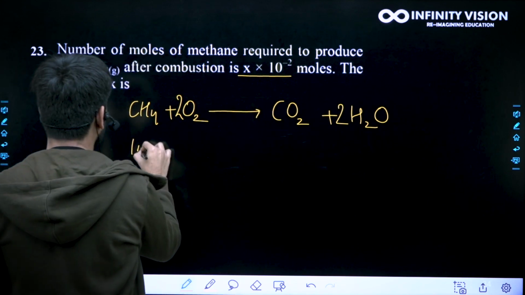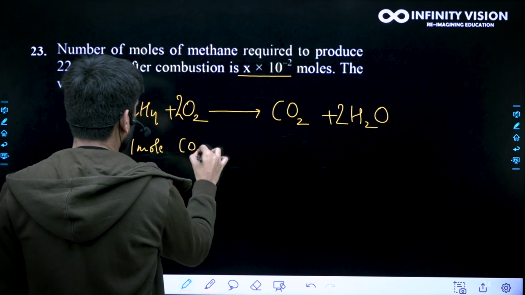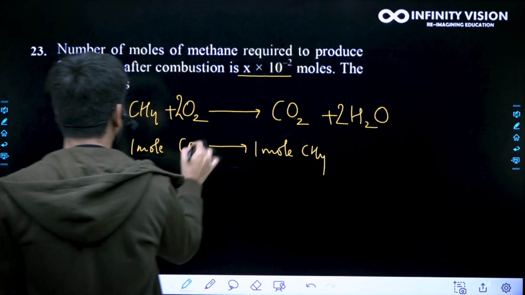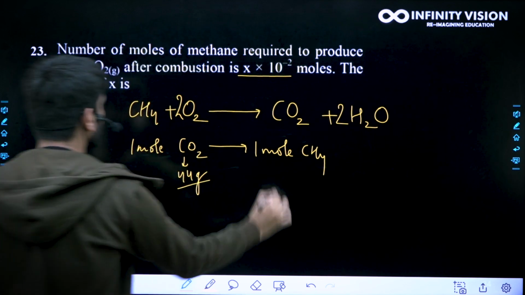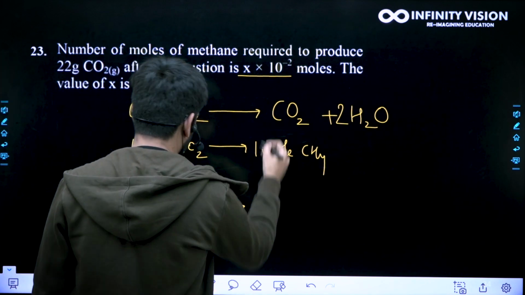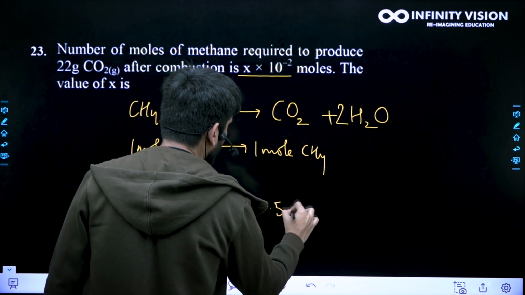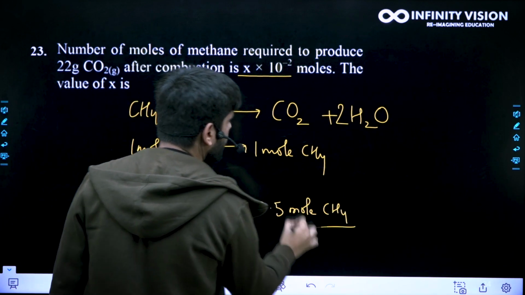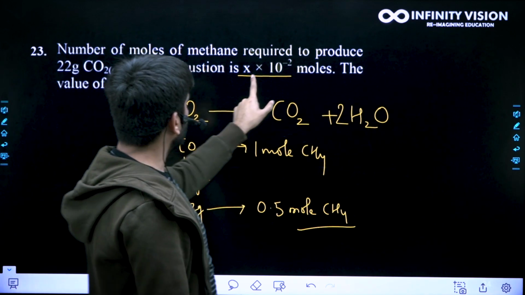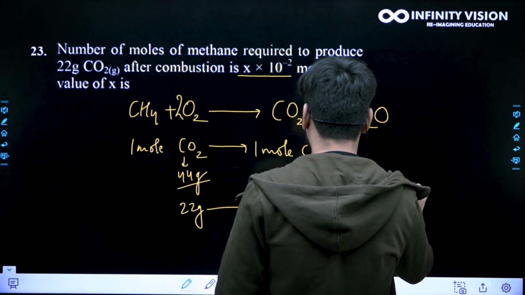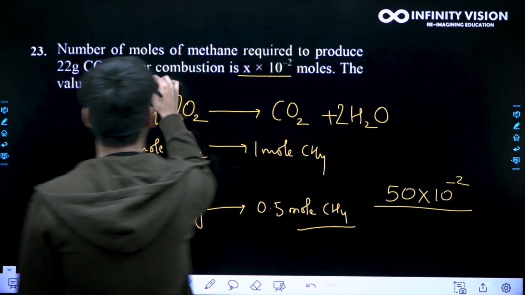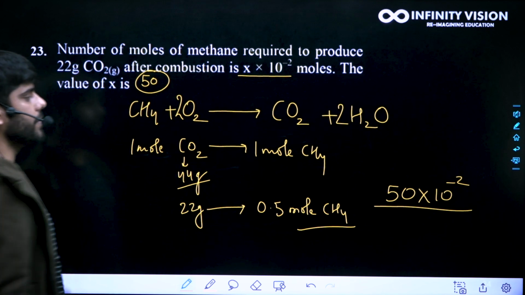So 1 mole CO2 from 1 mole methane, right? And 1 mole of CO2 means 44 gram of CO2. But they are asking about 22 grams. So 22 gram would be formed by obviously half mole of CO2, that is 0.5 mole methane, 0.5 mole of CH4. All right. We are supposed to give the answer in this form, so we can write this as 50 into 10 to the power minus 2 moles. So the x value is 50. So 50 is the right answer.